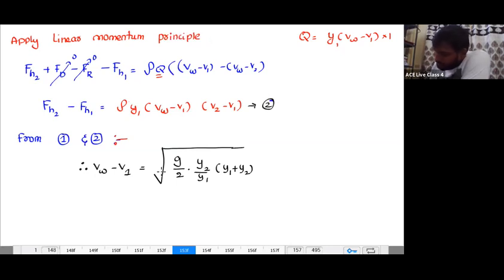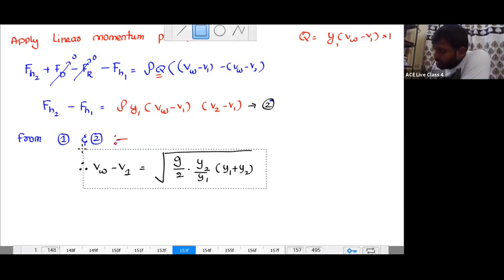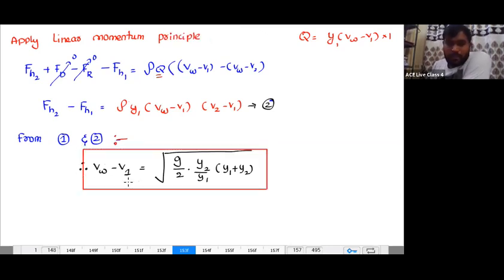And this form is very important. This is the only equation that I'm going to ask you to remember in surges if they give a question regarding the surge. Why? Because what is this VW? In order to find out the velocity of the surge wave, I applied the continuity principle and the linear momentum principle. So from there I got this one: VW minus V1 is equal to root of G by 2 into Y2 by Y1 into Y1 plus Y2.